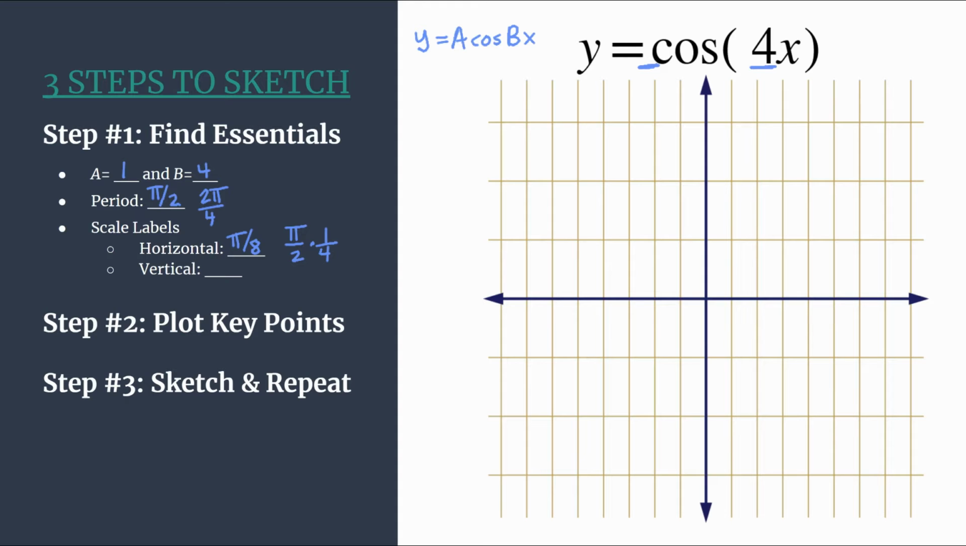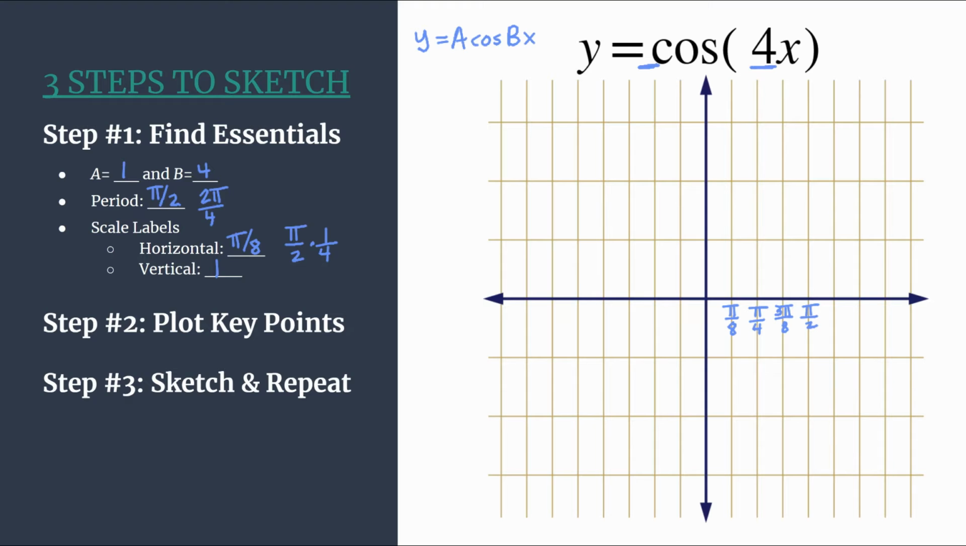And then for our vertical scale labels, we'll just use 1. 1 is usually a great choice. So let's go ahead and label our axes. We'll start with the horizontal, and we'll count by pi over 8. So we count 1 pi over 8, 2 pi over 8, which reduces to pi over 4, 3 pi over 8, 4 pi over 8, which reduces to pi over 2.